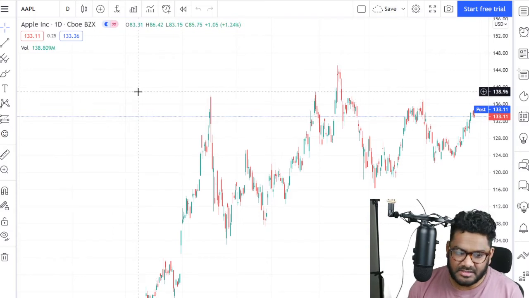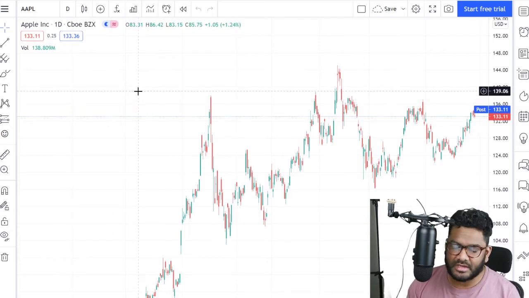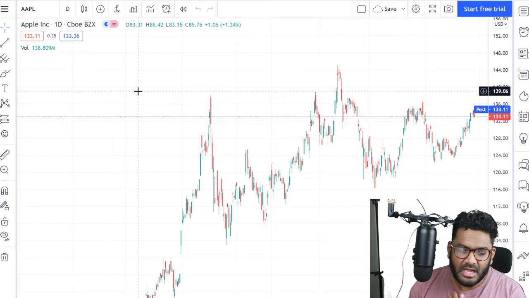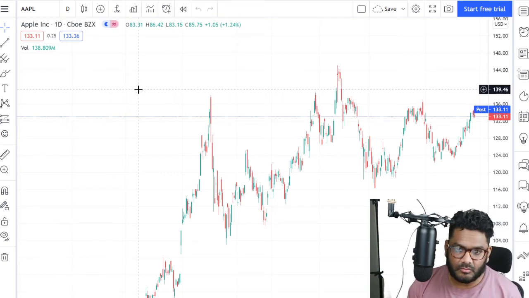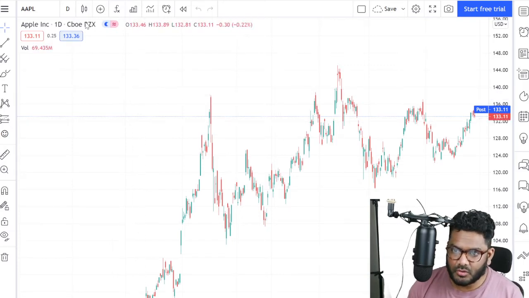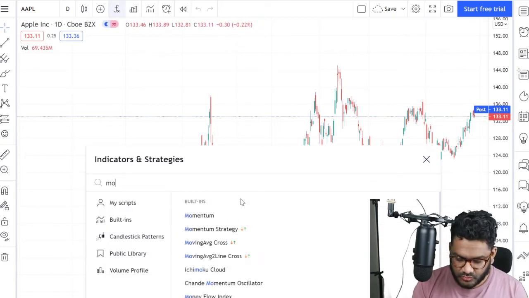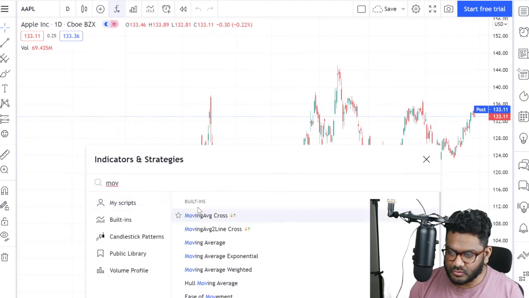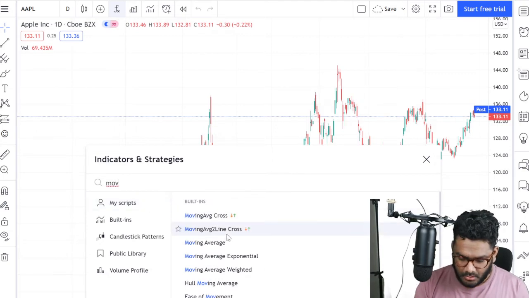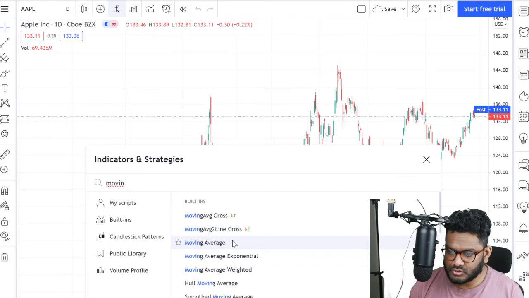There are different types of moving average. One is a simple moving average, and then the exponential moving average. The exponential moving average will give you slightly more accurate data, because we give more weight to the closest times when we calculate it. But I'm not going to use that one for now. I'm going to use a very simple moving average. So I'm going to find the moving average indicator. I need two moving averages.